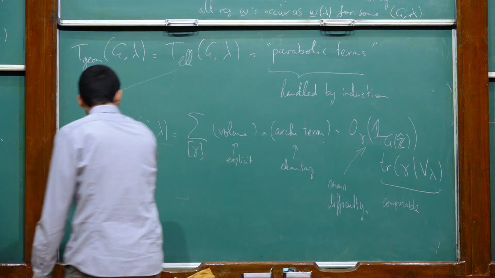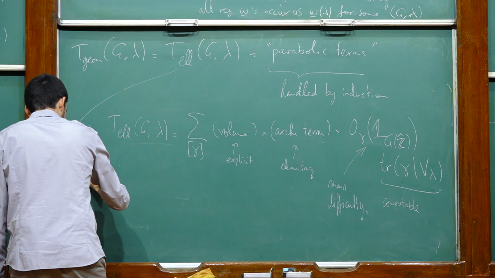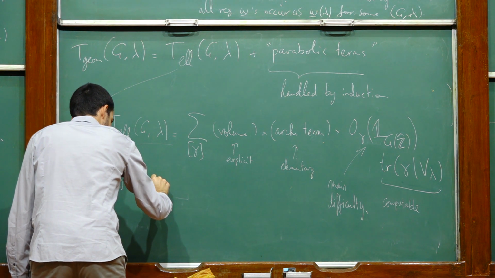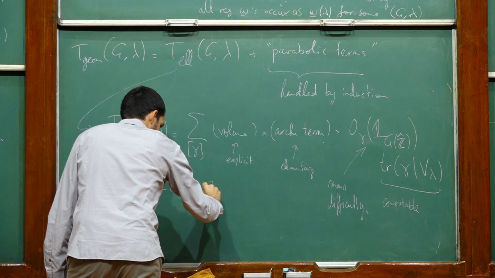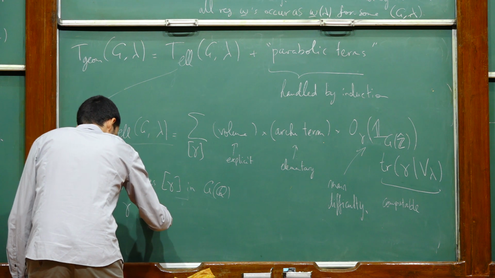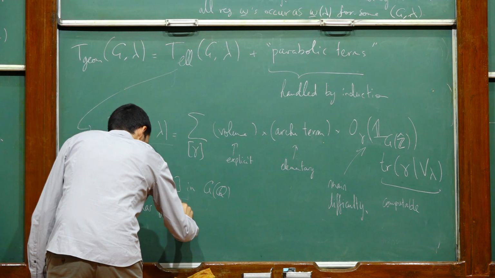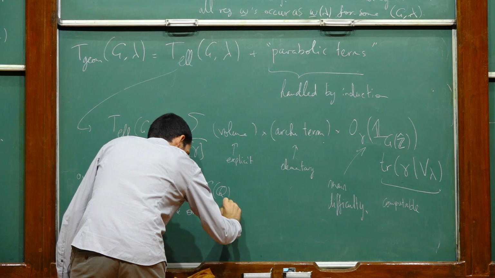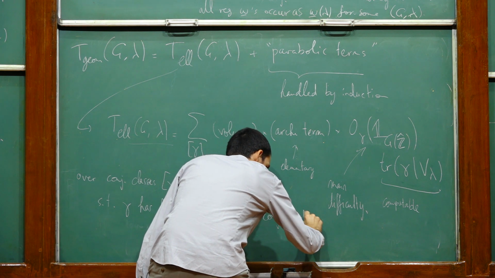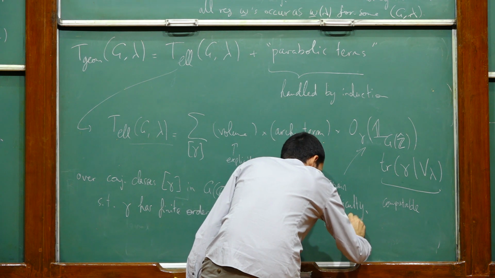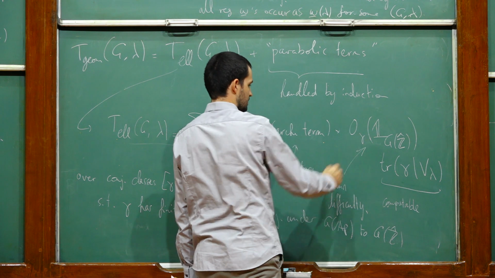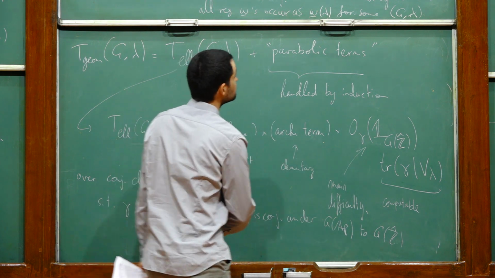And so the sum here is over conjugacy classes gamma in G of Q, such that gamma has finite order, and gamma is G of the finite orders to some element of G of Z hat. Otherwise, this orbital integral here vanishes.